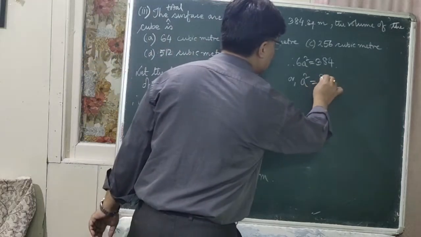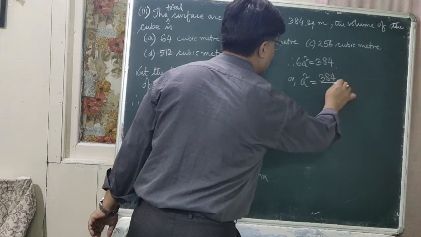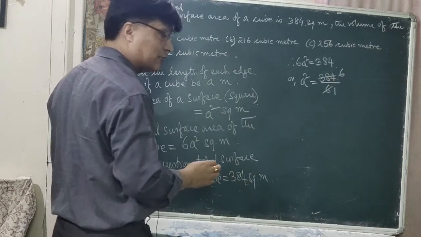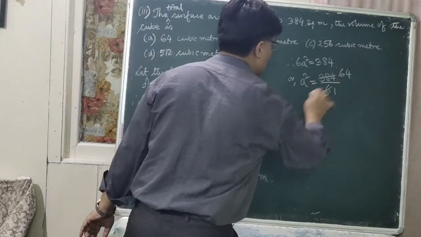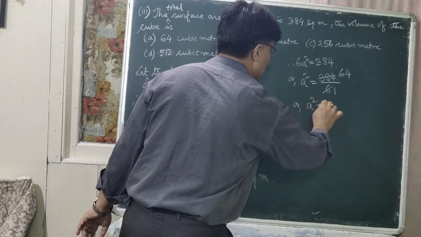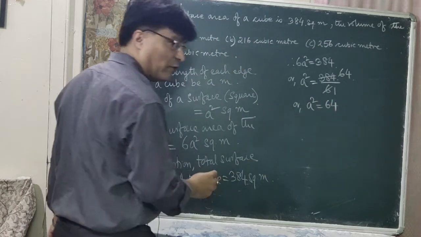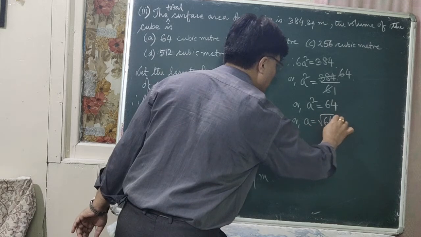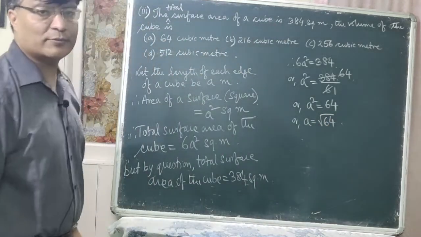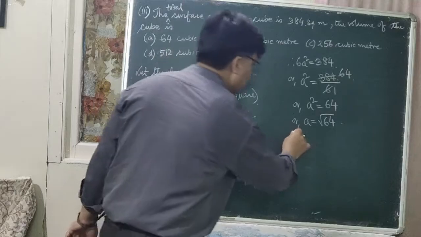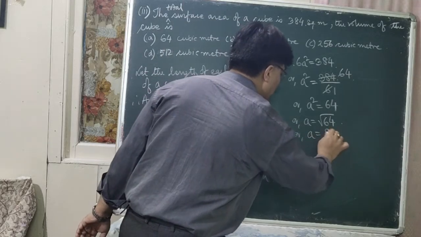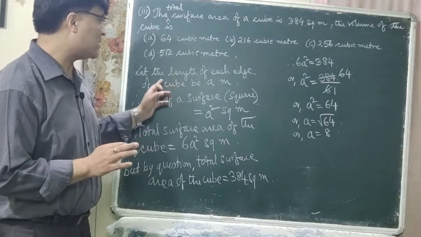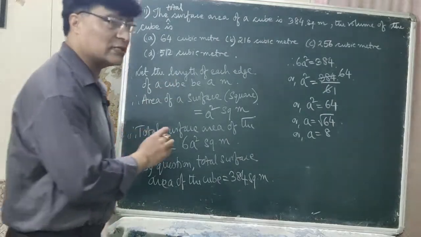384 divided by 6. 6 ones are 6, 6 threes are 18, 6 4s are 24... So a square is equal to 64. What is the value of a? a is equal to root over 64. What is the square root of 64? It is 8. You know that. Square root of 64 is 8. So we have got the length of each edge of the cube is equal to 8 meter.